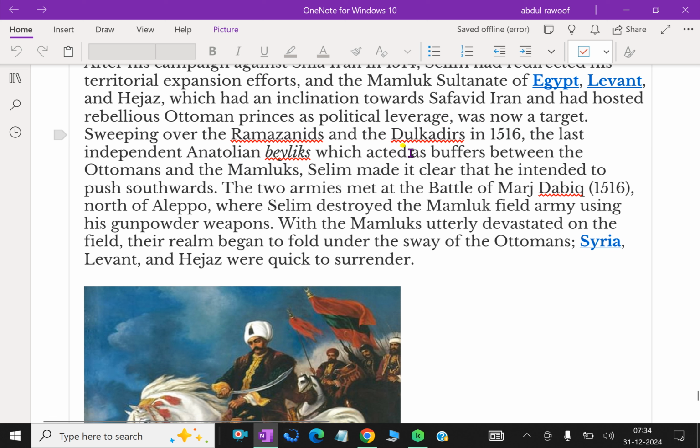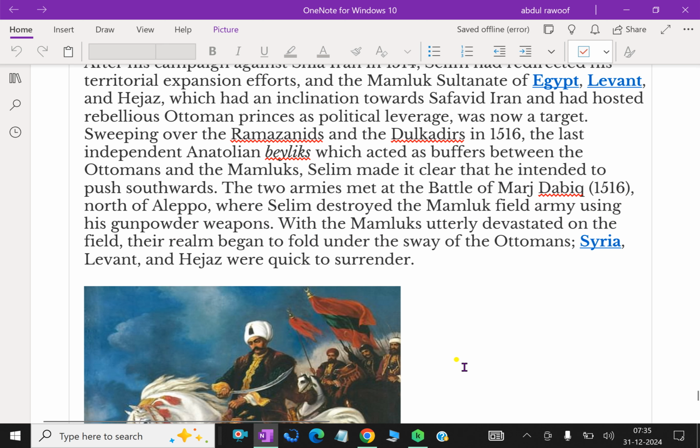Ramazanids and the Dulkadirs in 1516, the last independent Anatolian beyliks, which acted as buffers between the Ottomans and the Mamluks. Selim made it clear that he intended to push southwards. The two armies met at the Battle of Marj Dabik in 1516, north of Aleppo, where Selim destroyed the Mamluks' field army using his gunpowder weapons.